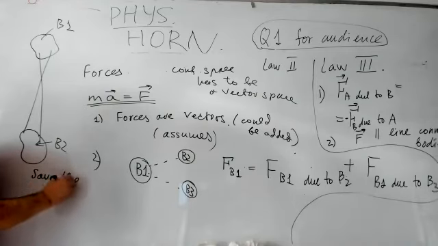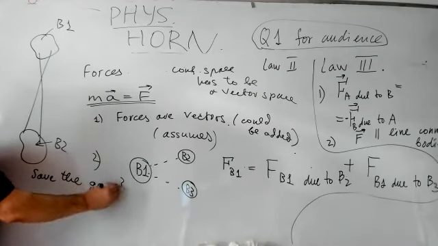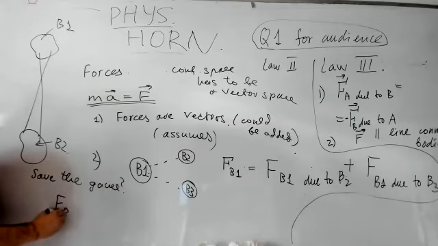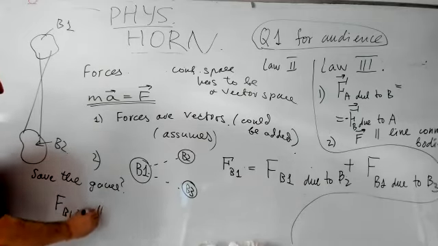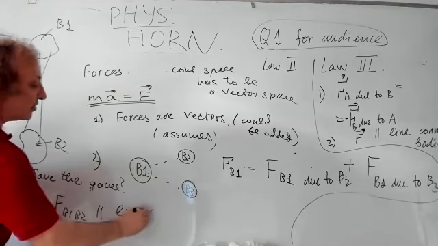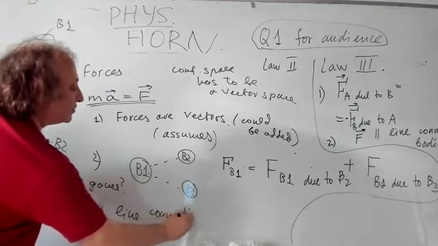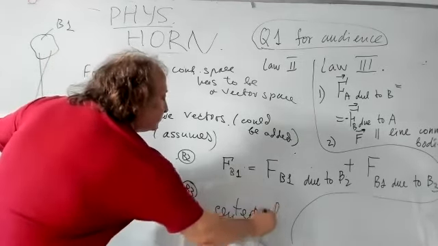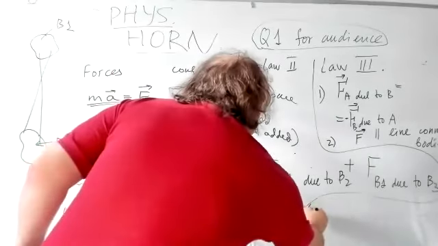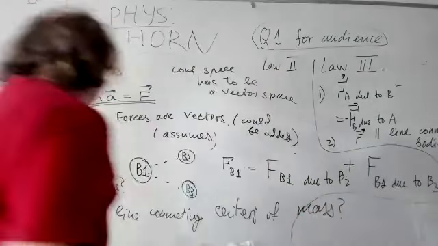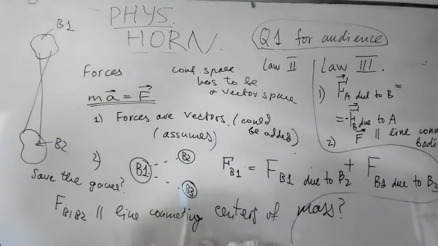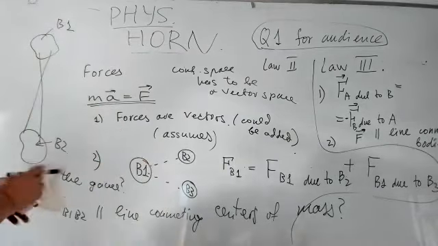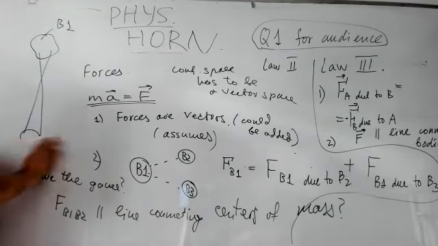So let us try to save the game. Let's think that F B1, B2 is parallel to the line connecting centers of mass. Unfortunately, this is not true in real physics. Example.